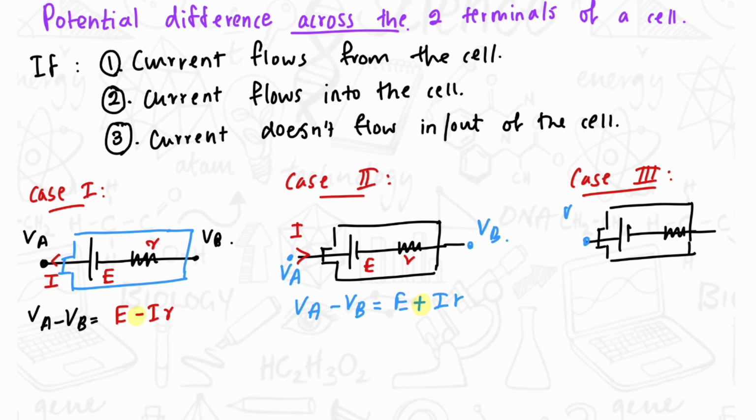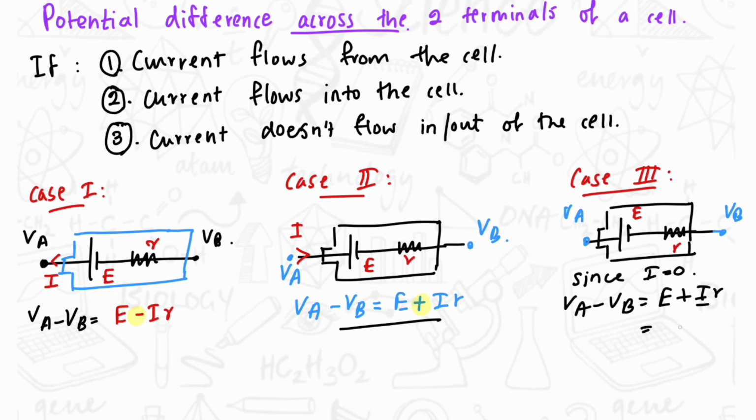So this is VA, this is VB. And the electromotive force is E, and the internal resistance is R. So here, since I is equal to 0, VA minus VB, let's take this equation. So I is 0, then this entire term will be 0. So VA minus VB will be E. So these are the three cases.